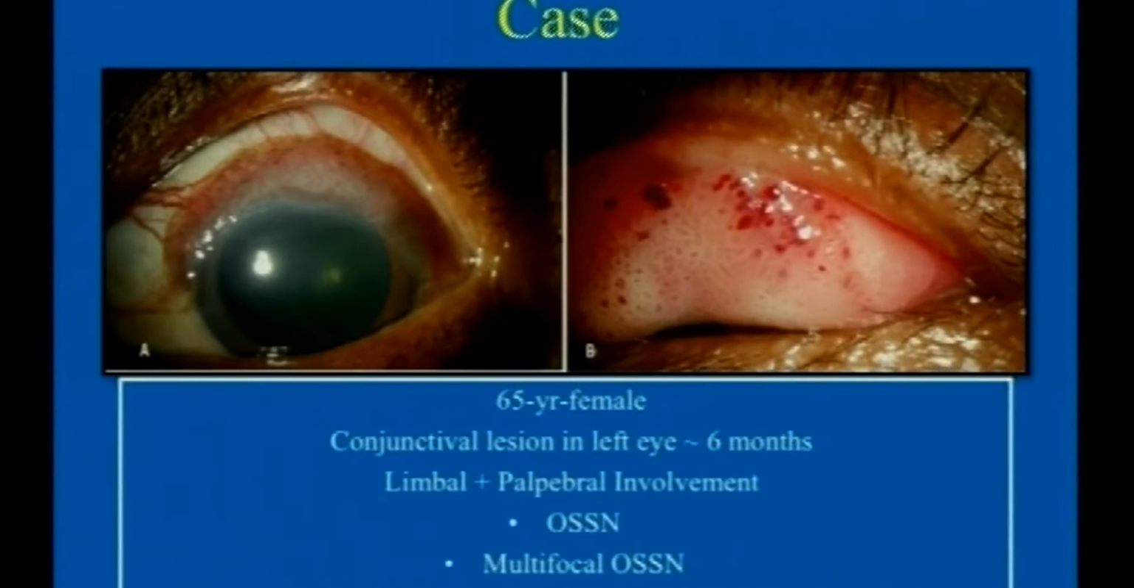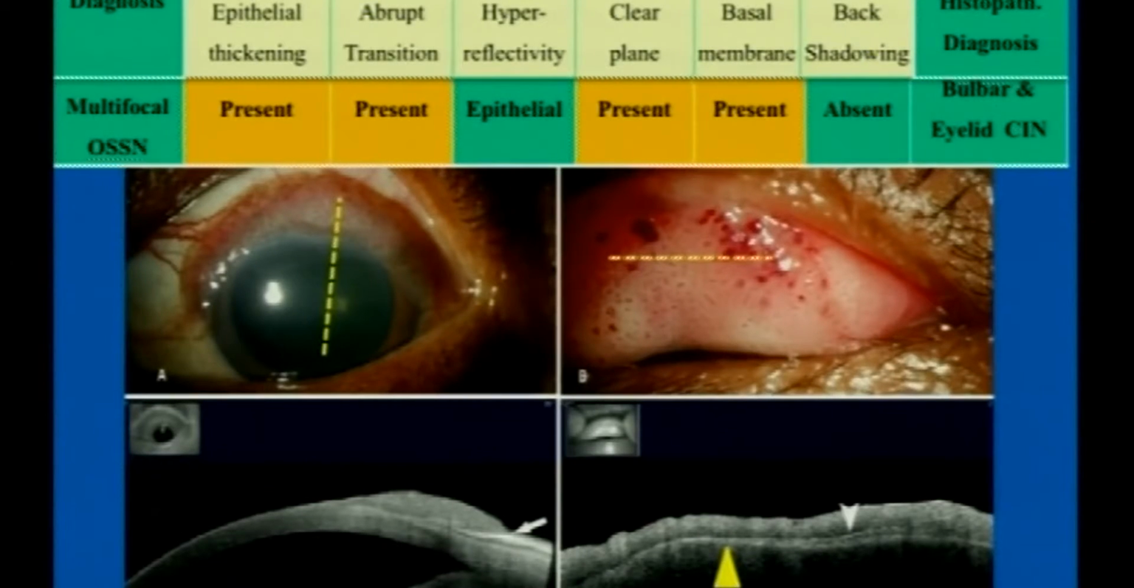Now, this was a lady, 65 years old, who presented with 2 non-contiguous lesions. One of them was on the palpebral conjunctiva as you see it, and one on the tarsal conjunctiva. There was no lymphadenopathy. This was multifocal. We subjected this to a time domain anterior segment OCT. And look at what you see.